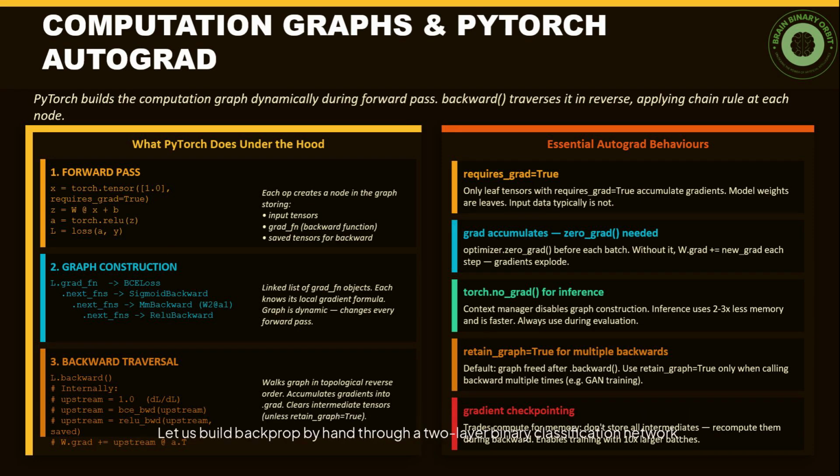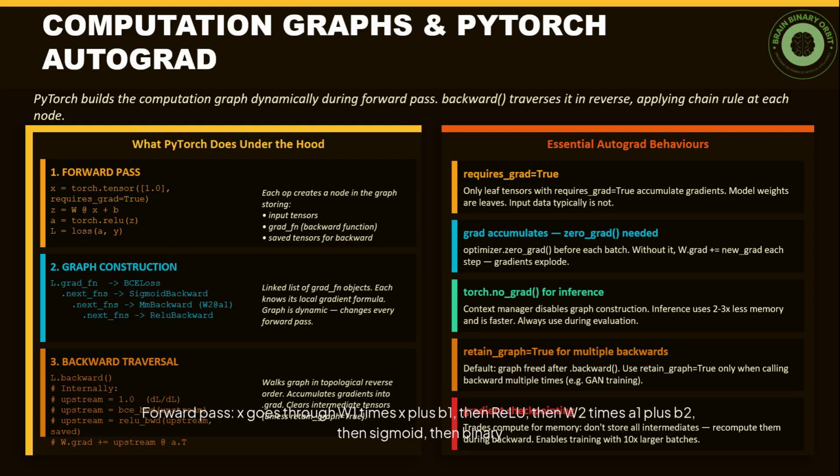Let us build backprop by hand through a two-layer binary classification network. Forward pass: x goes through W1 times x plus b1, then ReLU, then W2 times A1 plus b2, then sigmoid, then binary cross-entropy loss. 4 backward steps in reverse.